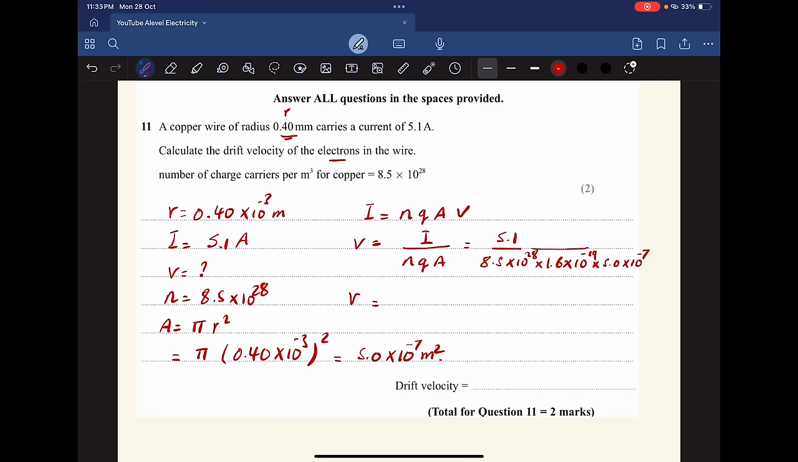For the velocity, it's just a mathematical calculation. Please do not forget to write the unit. It's a velocity, meter second minus one. You are an A-level student. Do not write meter per second. It's meter second minus one. Then the answer is 7.5 times 10 power minus 4. This is the drifting velocity. Your answer is given in two significant figures. Do not forget this. The examiner gives most of these numbers in two significant figures. You will get 2 marks.